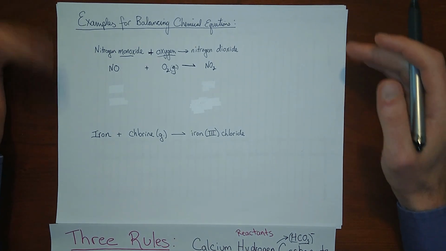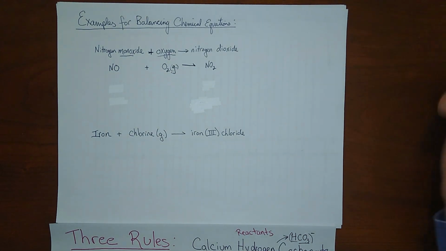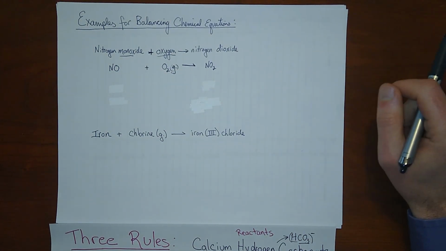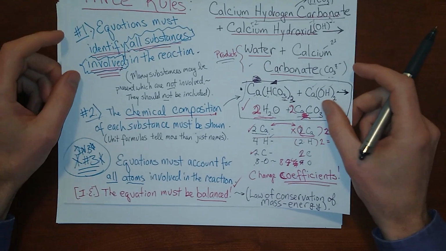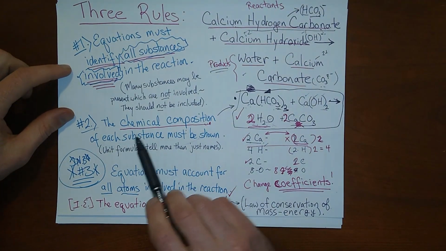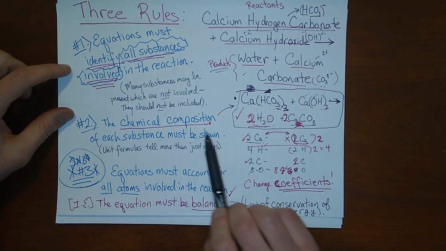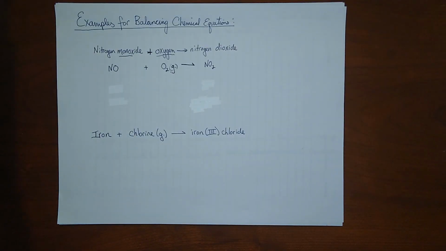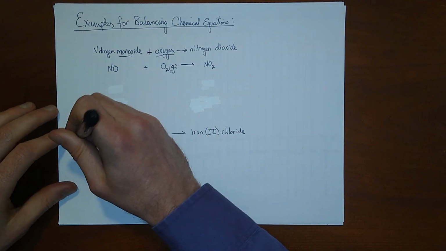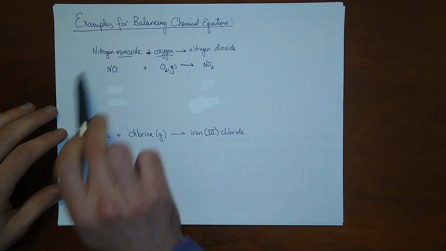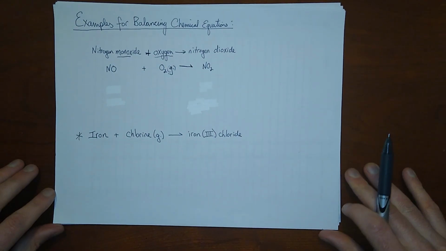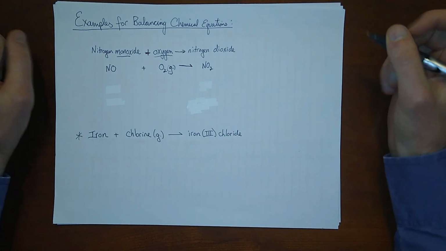So for these example problems, step one is not really too much to worry about. It's already been done for us. Step two, however, the chemical composition of each substance must be shown. That we are going to have to take care of because, and I'm going to start with the second problem here because it's actually a little bit simpler than the first one, and I think you'll see why once we get the first one finished.